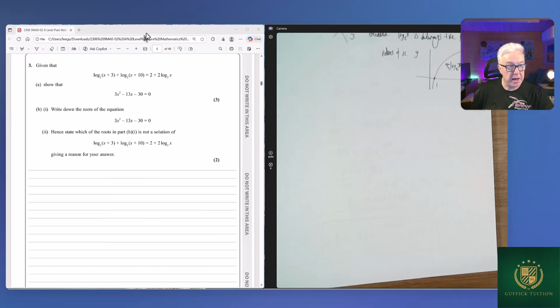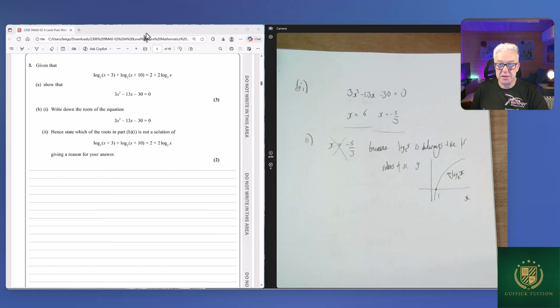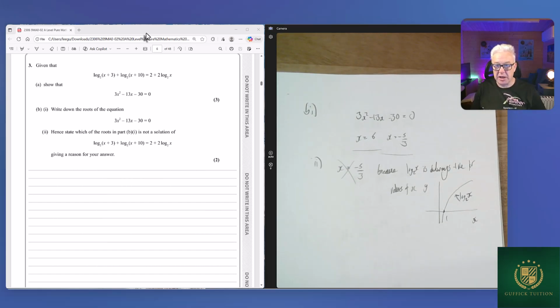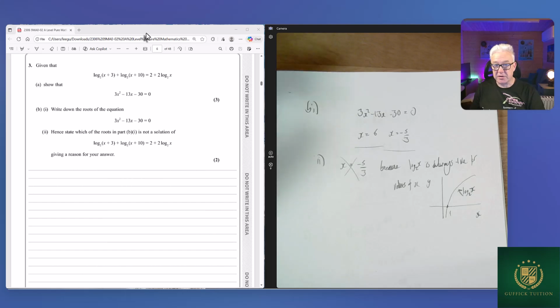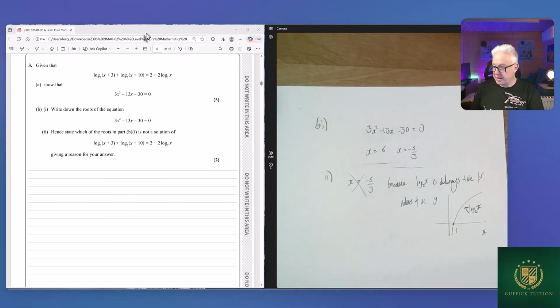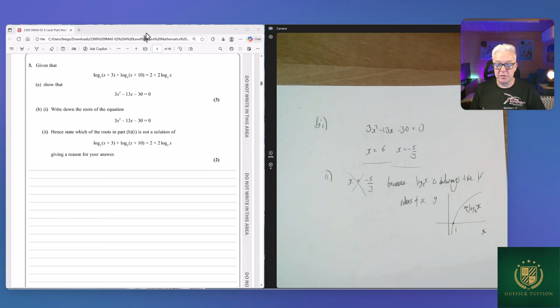Now part B, write down the roots of the equation. So there's only 1 mark for this. I think it is perfectly legitimate just to put that into your calculator to get your roots. It does factorize, and you could do it by factorizing, but it's only 1 mark, and it's a B mark, which means it's unconditional. So it's perfectly fine just to use your calculator in this case to find out those roots. So the apparent roots are x = 6 and x = −5/3.